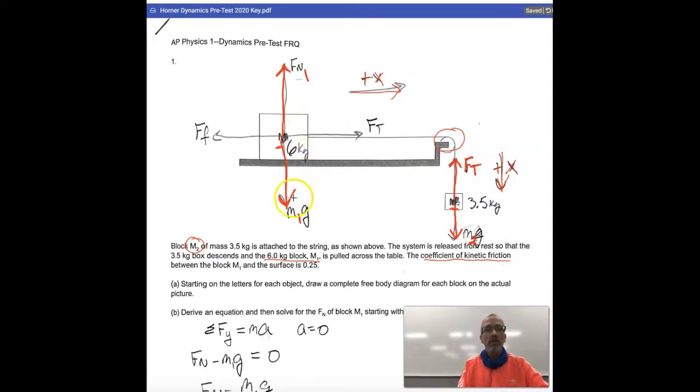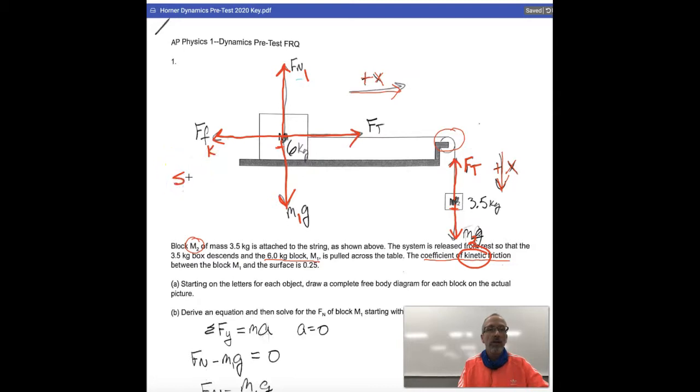For our other object, we already have the M1G and the Fn1. We know that there is tension pointing to the right, so that would be Ft. And to the left, we have the force of friction. We know it's moving to the right. The force of friction for this one is in the opposite direction of motion, and so we're just going to put Ff. It's also kinetic, so make sure you understand that this is a kinetic friction.